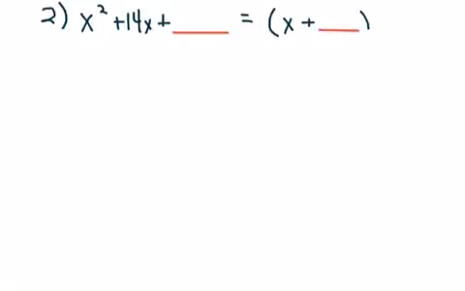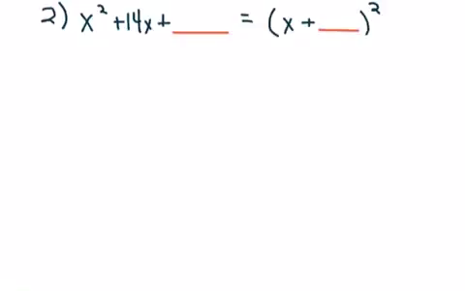So number 2 says x squared plus 14x. And then it says plus blank, and I'll do that in red, plus blank is equal to x plus blank squared. So this was just one step that we had in the completing the square process that we've been studying for the past 2 class periods.